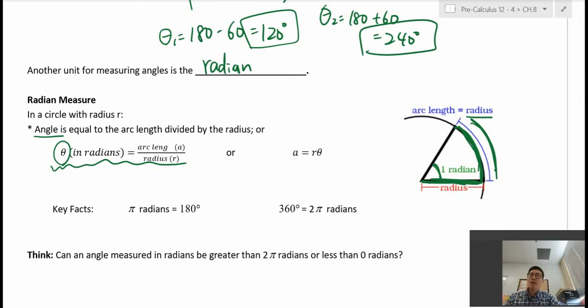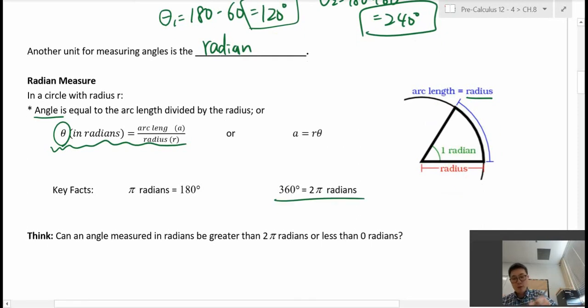Let's think about a circle with 360 degrees. What would the angle be in terms of radians? In a circle, we know it's 360 degrees. But what about in radians? It tells you here, 360 degrees is 2 pi radians. But let's think about why.